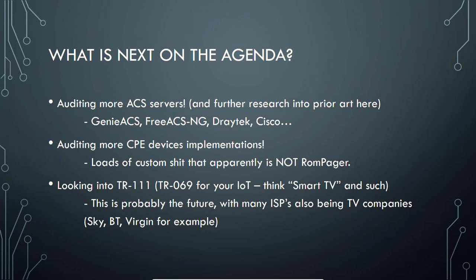And I also want to look at TR-111, which is TR-069 for your Internet of Trash. Some ISPs also do televisions and stuff. They want to be able to manage your smart TVs. So TR-111 is for stuff on the internal network that your ISP manages for you, like your set-top box or something, and smart TVs.